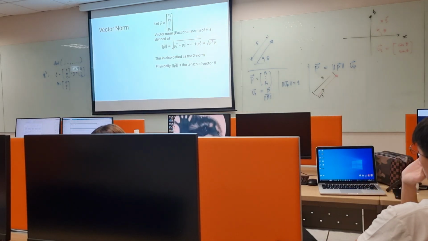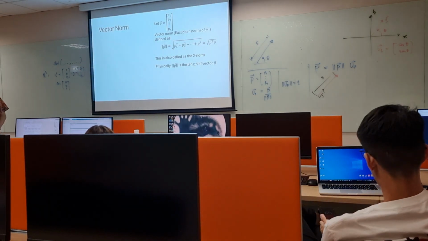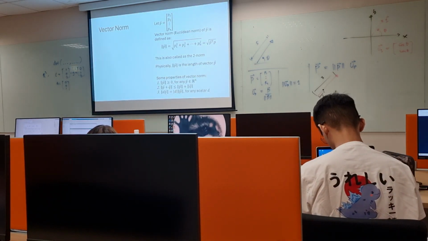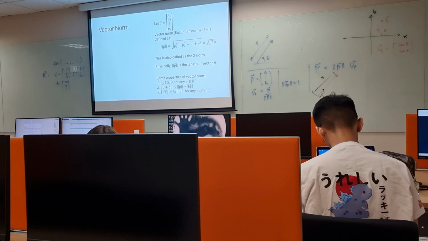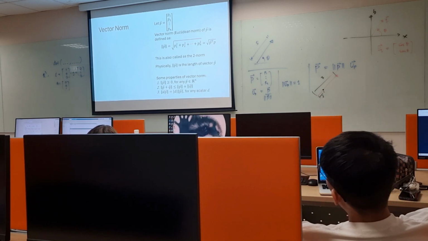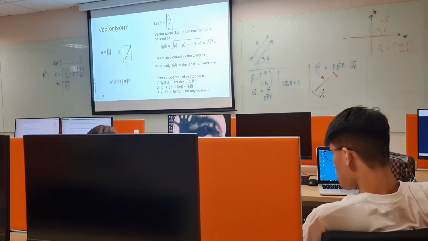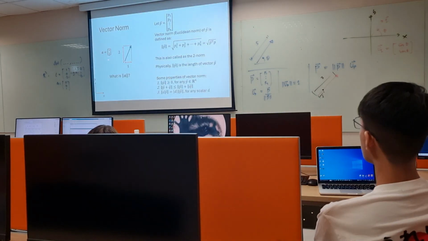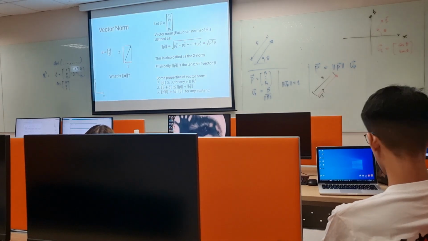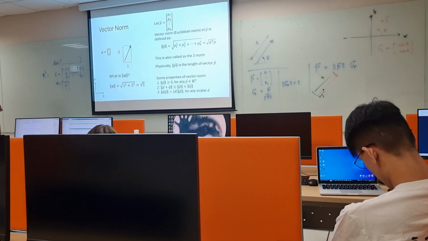Okay, let's continue. As I said earlier, the norm is the length of the vector itself. These are some properties; I will give you the slides later to review. The norm is at least 0 or positive. It cannot be negative. As an example, if A is 1 and 2, what is the norm of A? Square root of 5. Any questions about it?